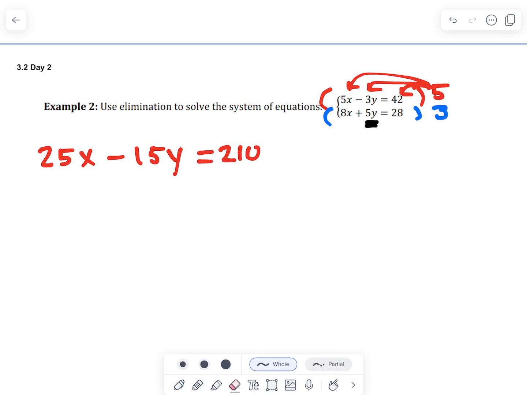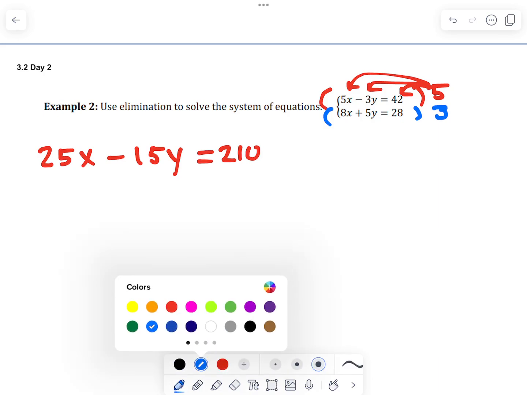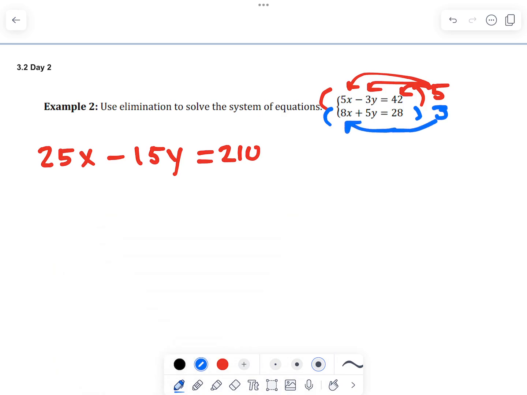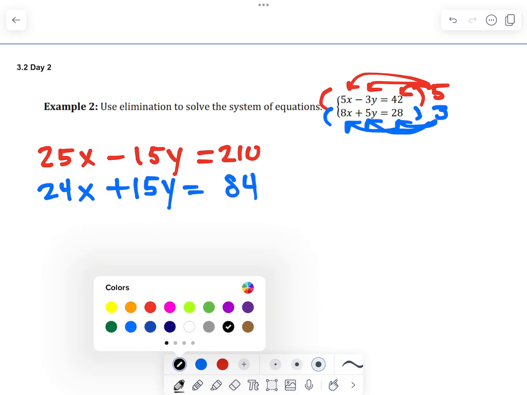Then we multiply all three terms in the second equation by 3. So 3 times 8x is 24x. 3 times 5 is 15y. And then 3 times 28 is 84. Now we add the two equations together.